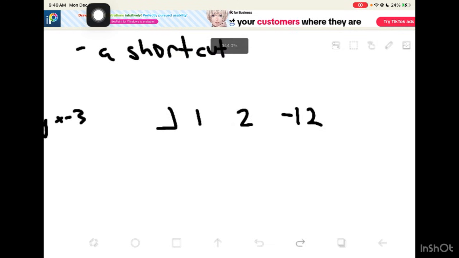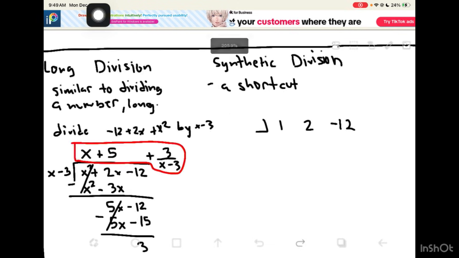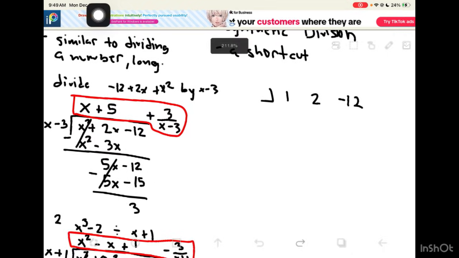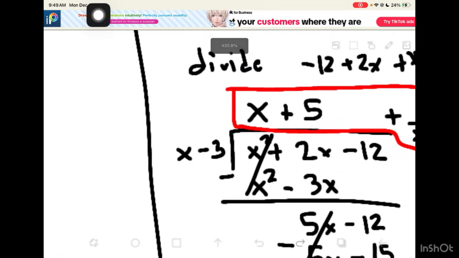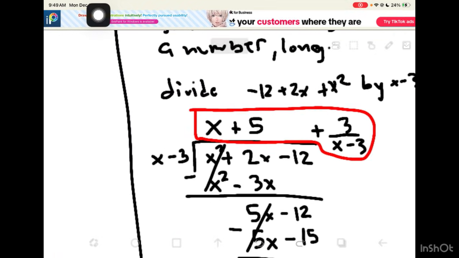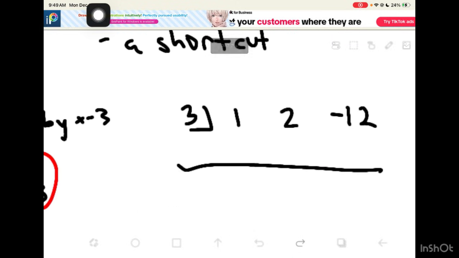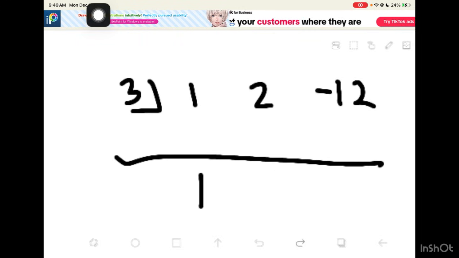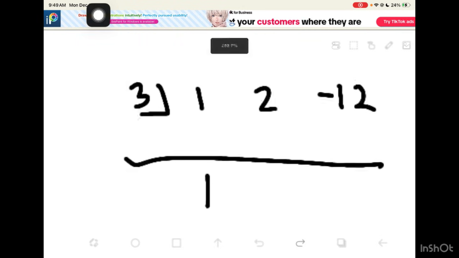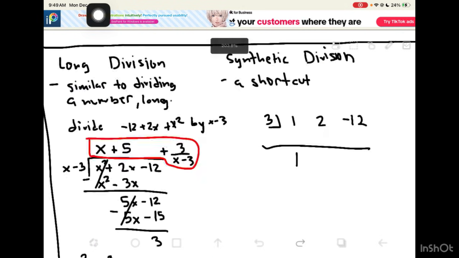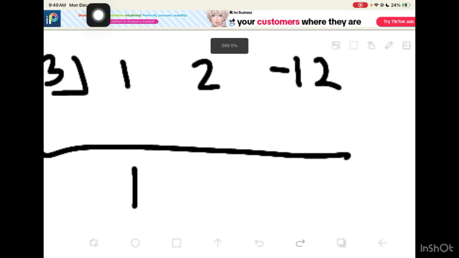And then we need to equate this to 0. So x minus 3 is equal to 0. So x is equal to 3. So that's gonna be our divisor. Then, first, bring down 1. Then, 1 times 3. Yeah, 1 times 3 is 3.